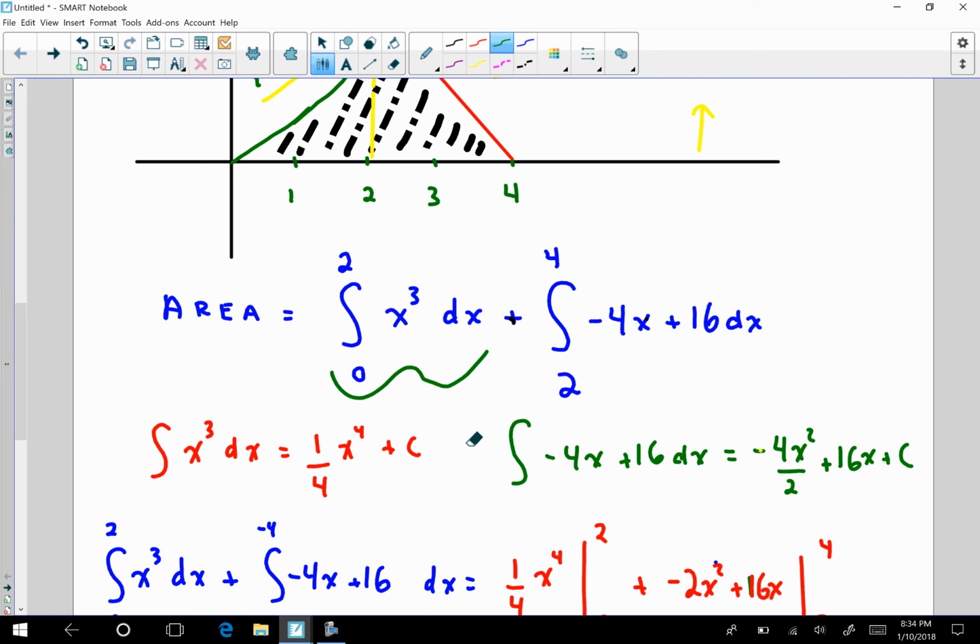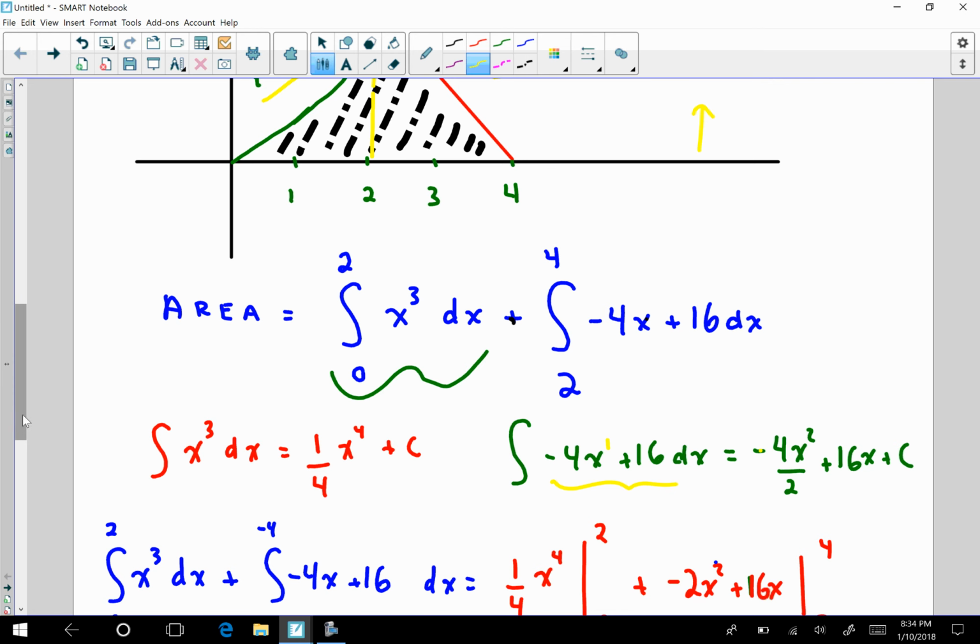Now I'm going to find the indefinite integral of negative 4x plus 16. Again, this is fairly straightforward. I take the exponent of 1 and add 1, which is 2, divided by 2. What do I differentiate to get 16? 16x plus c. Keep in mind, I'm only going to use the part without the c to evaluate the definite integral by the fundamental theorem of calculus.